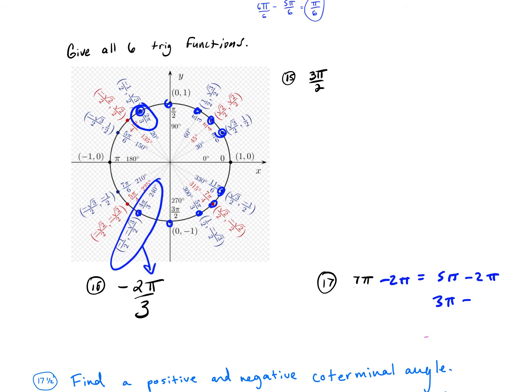Still not on the unit circle, subtract 2 pi again, so that would be pi. So 7 pi and pi are coterminal, so they have the same ending. So that would be pi, which would be here.